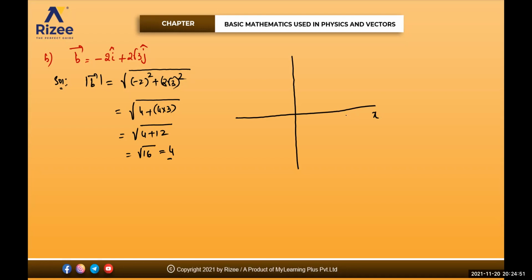This is x-axis, that is i cap. This is minus i cap. This is j cap. This is minus j cap. The first component is minus, that means in second quadrant, isn't it? So B bar will be somewhere here. This is the vector B bar. So the x component is minus 2i, that means here it is minus 2i. Then plus j, this one is 2 into root 3 in j cap. Clear?